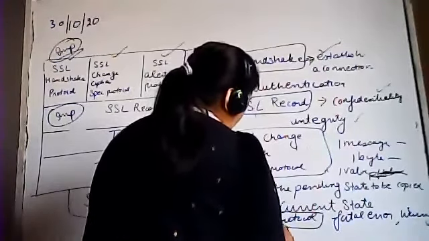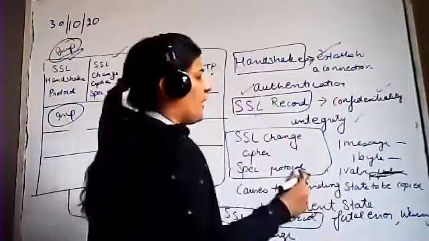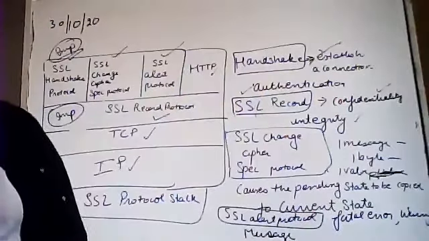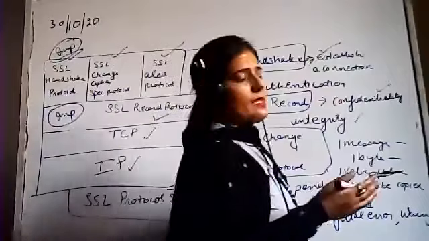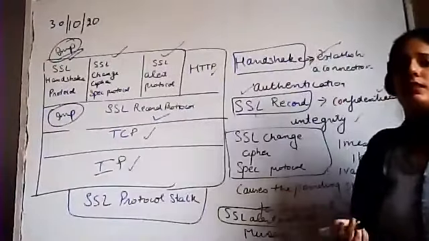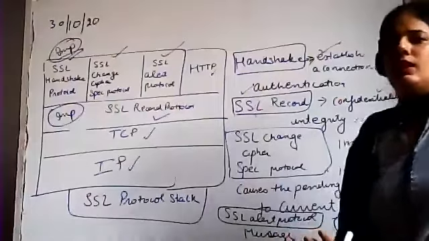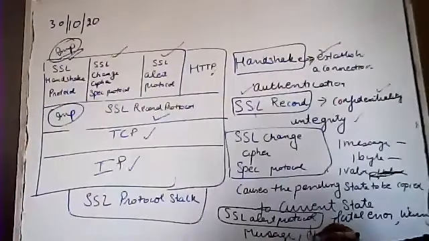Okay, so it will define any type of error, fatal error, or warning message. At that time, what will happen? If there is any type of fatal error or warning message, it will just disconnect the connection.